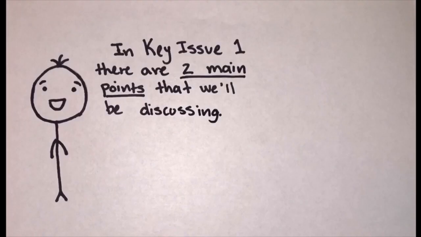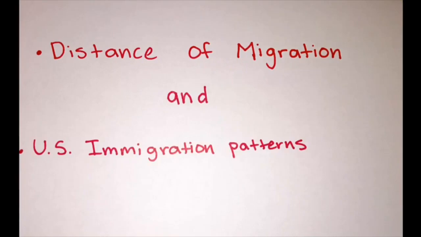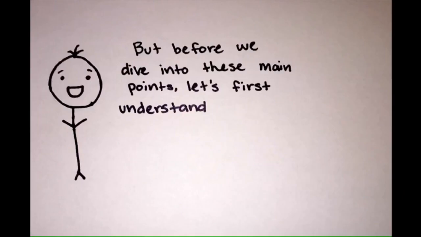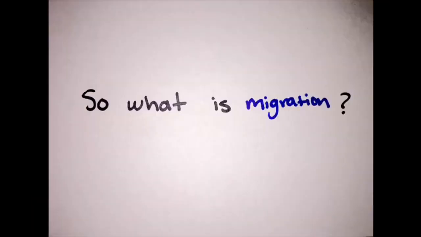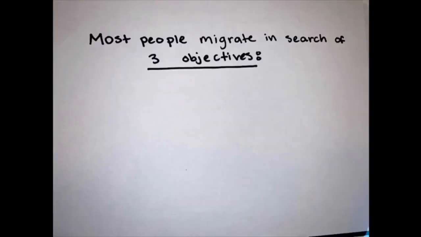In Key Issue 1, there are two main points that we'll be discussing, which is distance of migration and U.S. immigration patterns. But before we dive into these main points, let's first understand what migration is. So what is migration? Well, migration is a permanent move to a new location. It's a form of mobility which varies in many ways.